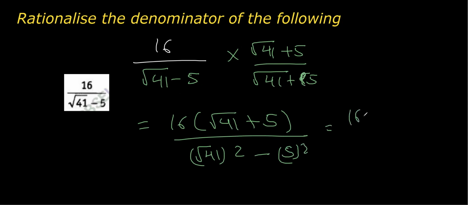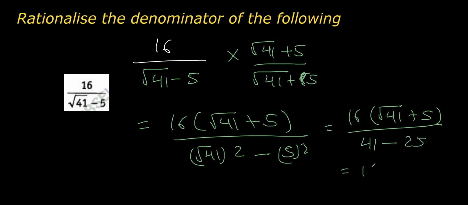Further, we can write 16. So it's important to remember that we generally do not multiply the 16 with this number because mostly it gets cancelled. Now let's say root 41 square. As you know, 41 under root whole square is 41, so it's 41, and 5 square is 25.